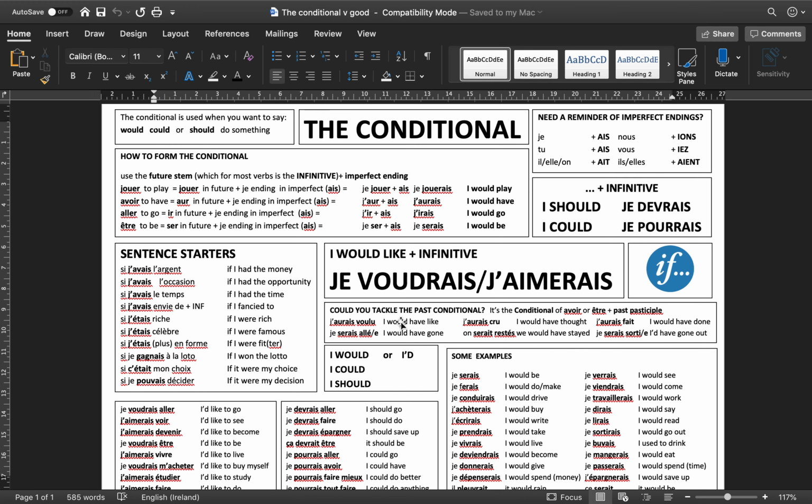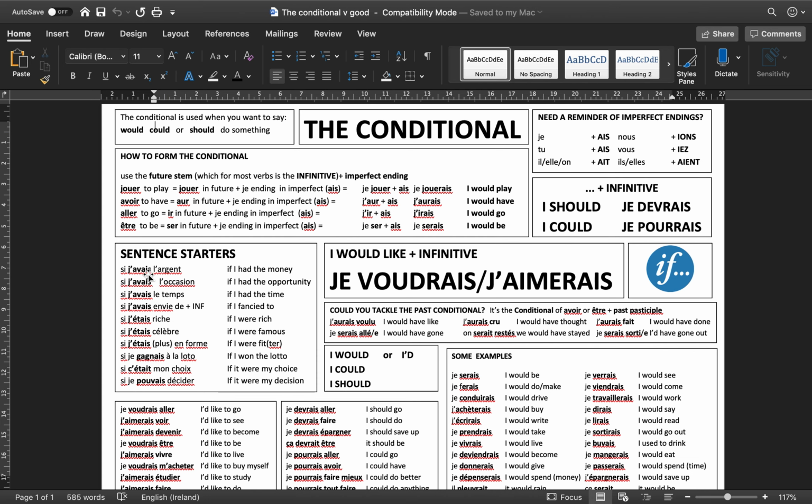For all the other kinds of things, when you want to just say "I would," you just put the verb straight into the conditional. So "I would have," you just put "have" into the conditional. "I would go," you just put "go" into the conditional. Okay, and it becomes one word instead of two.